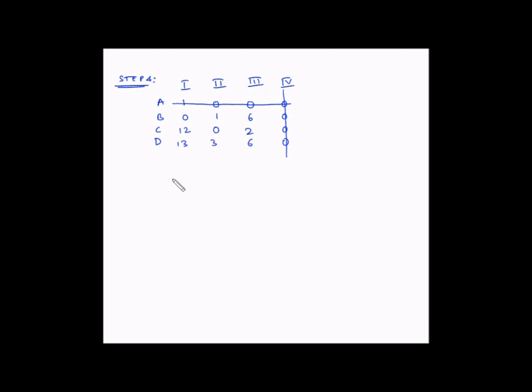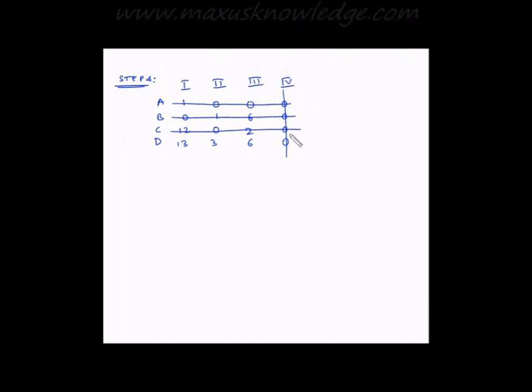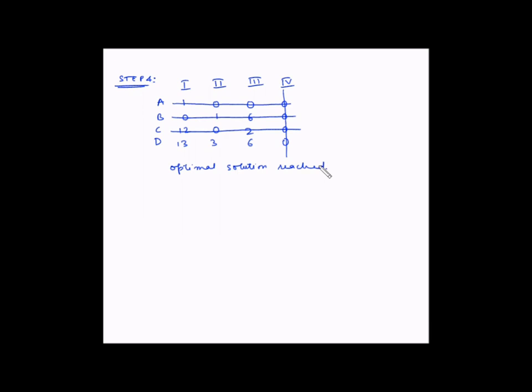Now again let's try row wise with 1 or more. So for B we have 1, so let's draw a straight line. For C also we have 1, so let's draw a straight line. So here you can see that the number of straight lines equals the number of rows and columns. So that means the optimal solution has been reached. So now since the optimal solution has been reached, we can now make our assignments of tasks to the subordinates.